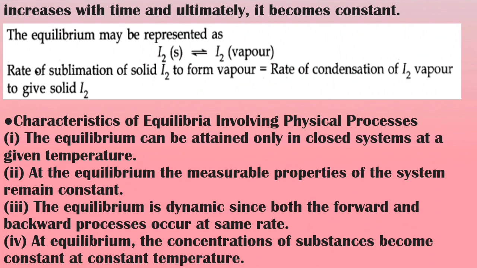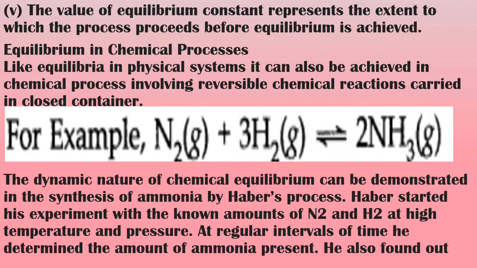Next is at equilibrium the concentrations of the substances become constant at constant temperature. And the value of the equilibrium constant represents the extent to which the process proceeds before equilibrium is achieved. हम इसमें इक्विलिब्रियम कांस्टेंट की वैल्यू से जानते हैं कि प्रोसेस कितना प्रोसीड हो चुका है.